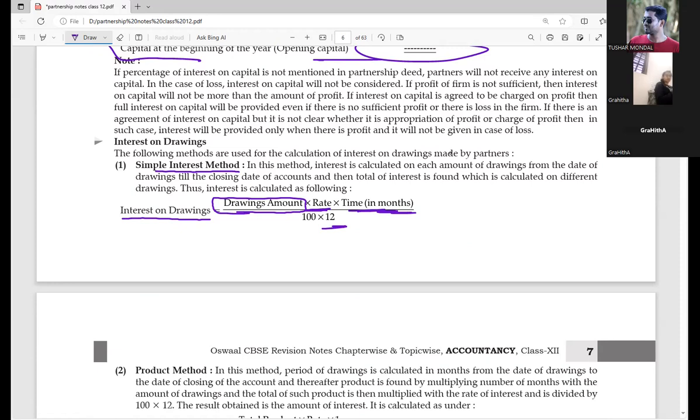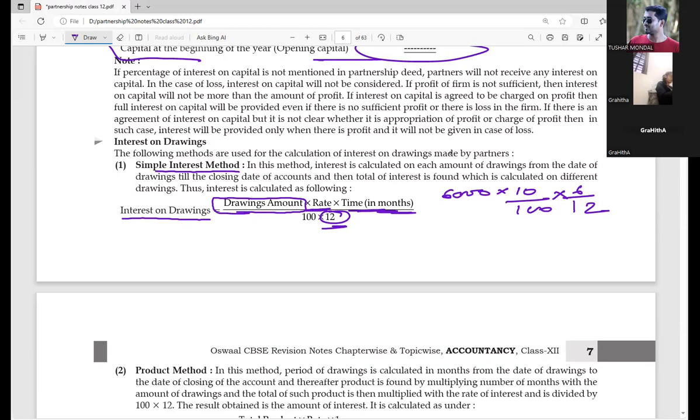Say one example. Rate will be the percentage. Say for example, 6,000 rupees drawings you have taken. Rate is 10%, so 10 by 100. And time, say for example, taken on October 1. So what will it be? 6 by 12. That's why 12 has actually been multiplied there. Indirectly, the formula is like that. Is that fine? Yes, sir.